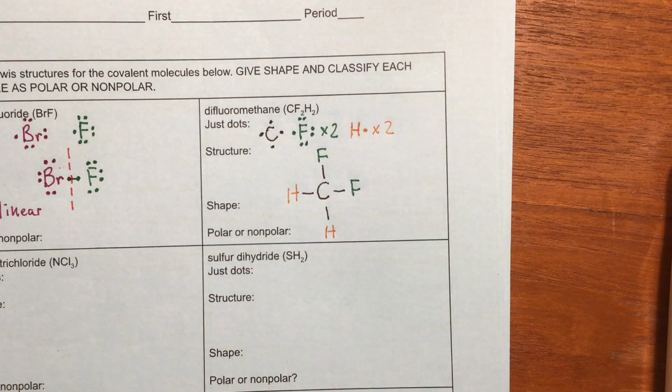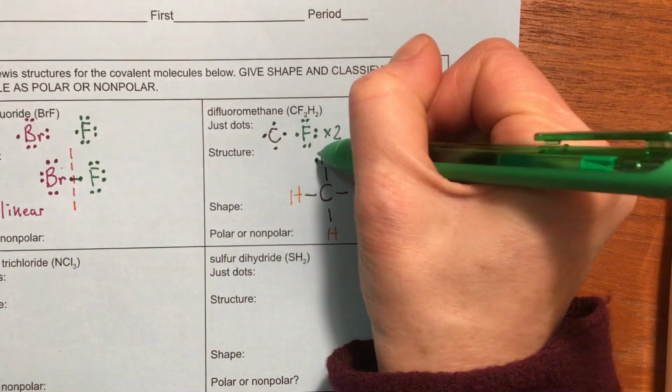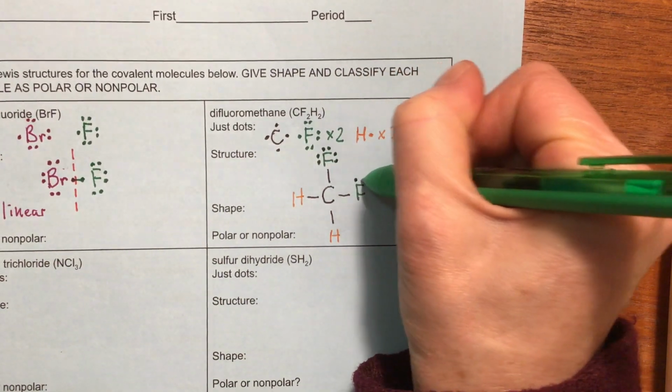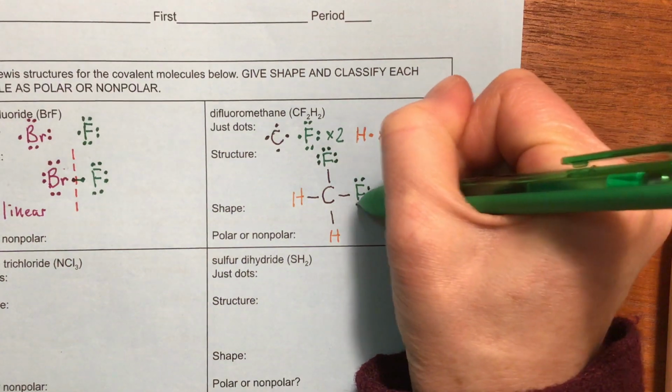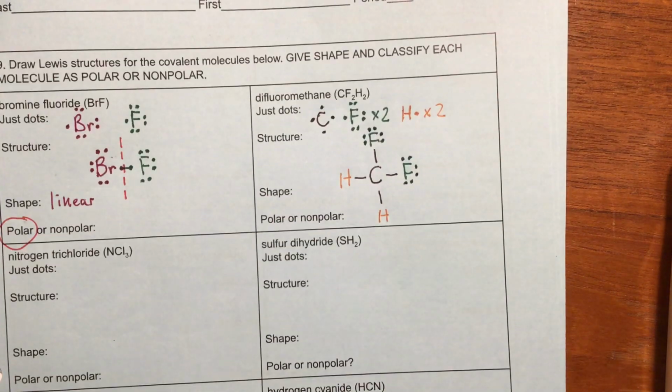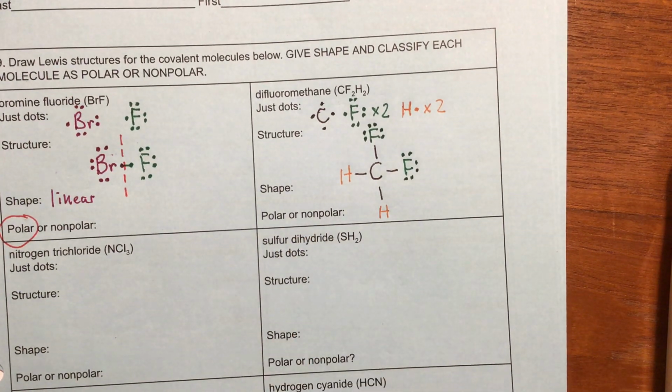Now, do I need to add in any electrons? Not on hydrogen, never on carbon, but I do on fluorine. So I'm going to add those in, and I am done with that structure. I'll come back and talk about shape and polarity later.